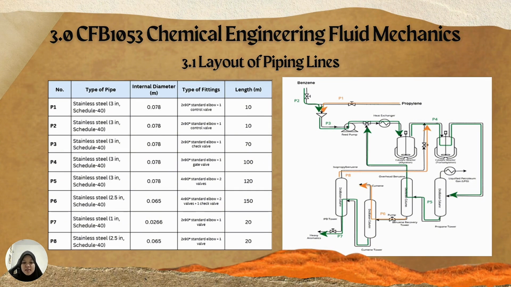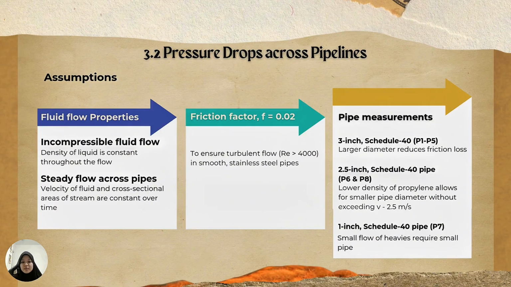The piping network is designed to safely transport both reactants and products between unit operations, and different diameters and lengths were determined, and fittings such as 90-degree elbows, control valves, gate valves, and check valves were included in the layout. These fittings contribute to minor losses, while pipe length contributes to major friction losses.